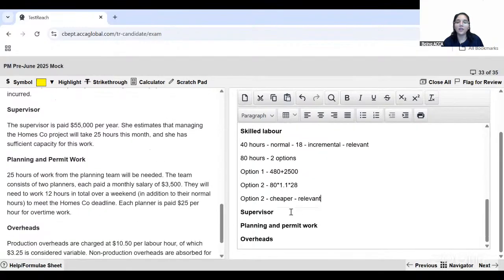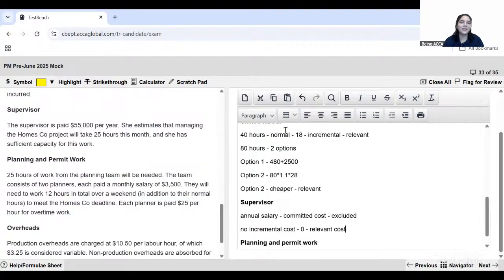Then you talk about your supervisor. So with respect to the supervisor, you will say the annual salary is a committed cost, hence not relevant. Hence we have excluded it because it is irrelevant. Then if you talk about the 25 hours that she is going to spend specifically for this project, this comes out of her sufficient capacity. You are not paying anything extra, no incremental cost, hence 0 is the relevant cost.